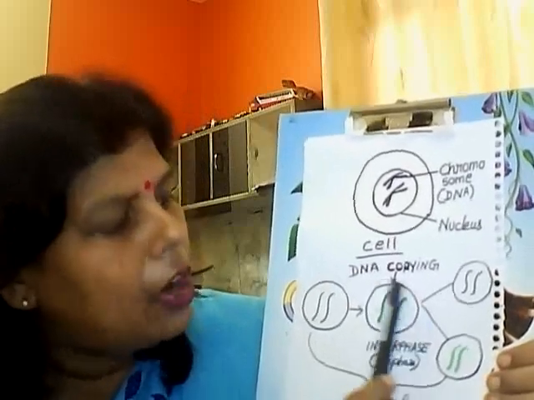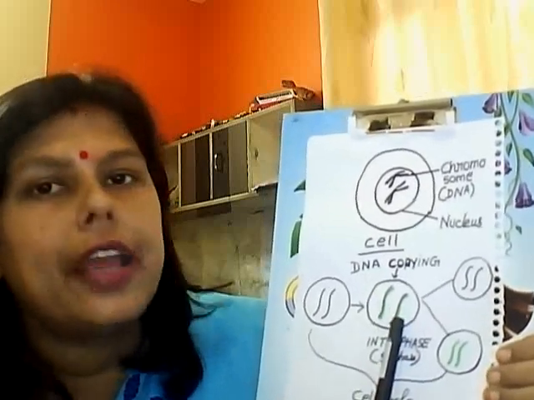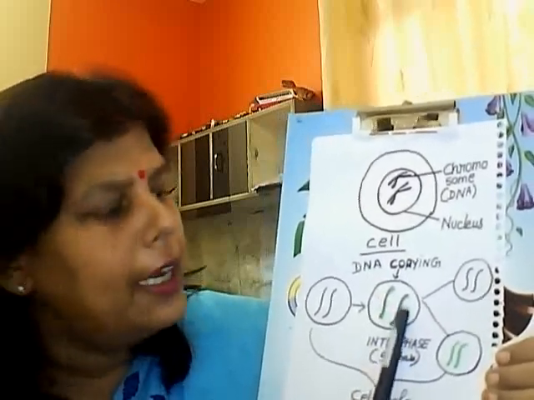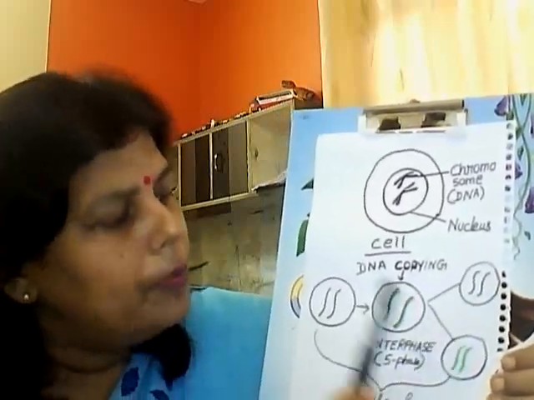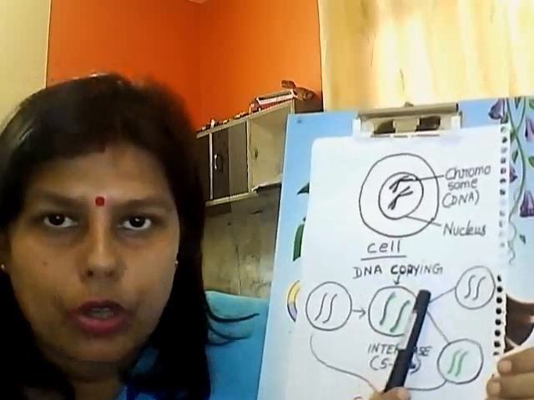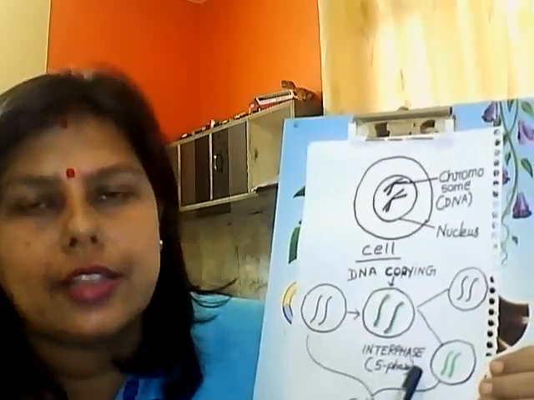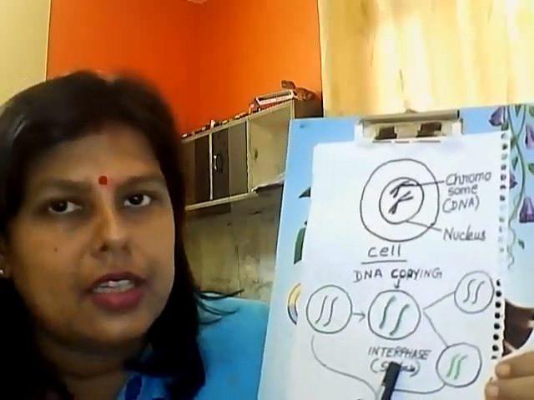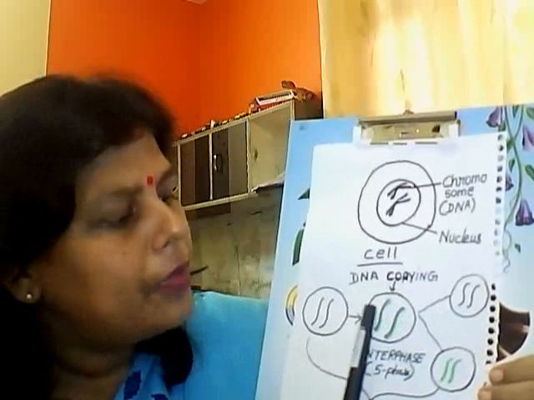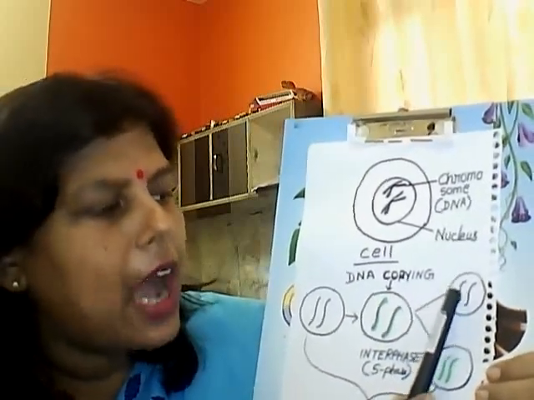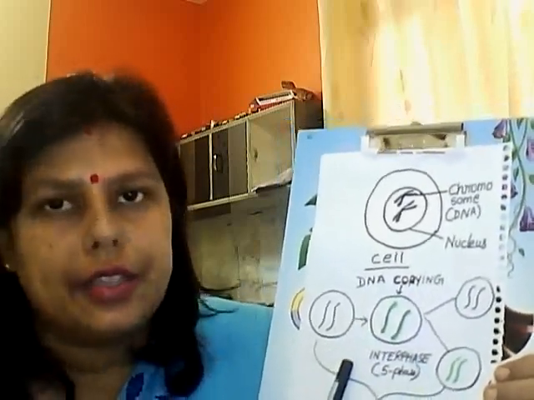But after completing all the necessary requirements, the cell is ready for undergoing cell division, and ultimately from this cell it gives rise to a new cell. So that means DNA copying is a process which takes place in the interphase. It is common for both asexual and sexual reproduction, and it is necessary because when the cell division takes place, half of the DNA will be transferred to both the cells. So that's why DNA copying is necessary.